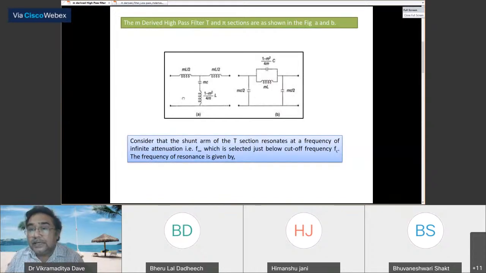Basically, this is the diagram of the low pass filter. This is not the diagram of the high pass filter. By mistake it has been printed here, so I will correct it when I send you the notes. This is the diagram of the low pass filter.